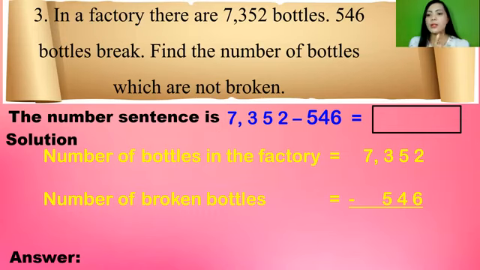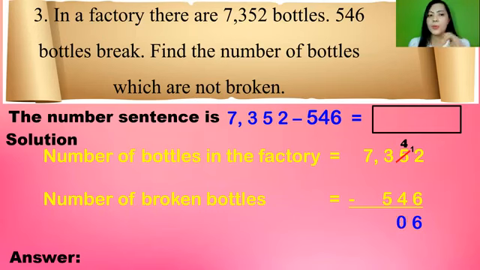Let's start. 2 minus 6. Can you subtract 2 minus 6? No, we cannot subtract 2 minus 6. So what are we going to do? We need to borrow from the tens place. So borrow 1 from 5, 5 becomes 4 because you borrowed 1. So now we can do 12 minus 6, which is equal to 6. Now let's proceed to the tens place. 4 minus 4 is equal to 0.